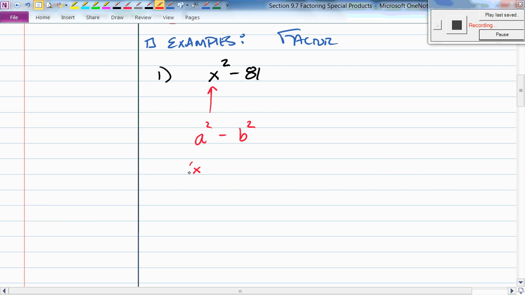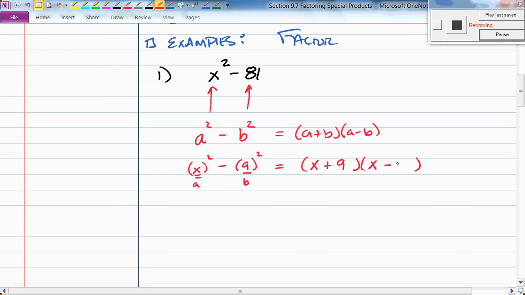So I always write it as x quantity squared minus what is being squared here to get 81? 9. So that's going to be 9 quantity squared. So the x part is going to represent the a, and the 9 part is going to represent the b. So that is always going to factor to, remember, a squared minus b squared always is a plus b times a minus b. So I'm going to have an x plus, what's the b, guys? 9, and an x minus 9, and you're done.